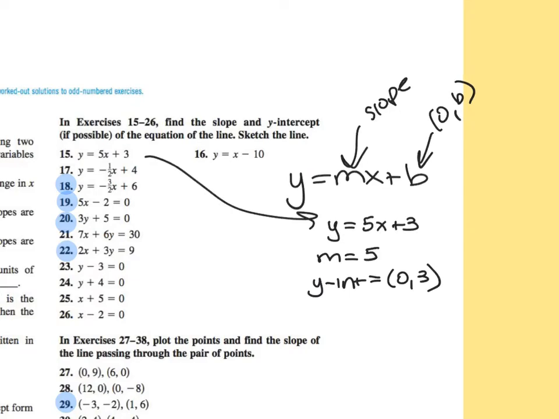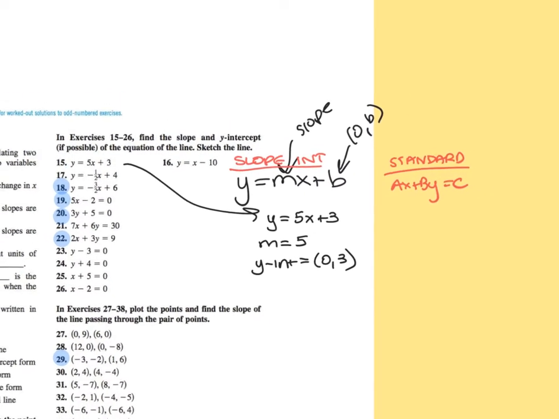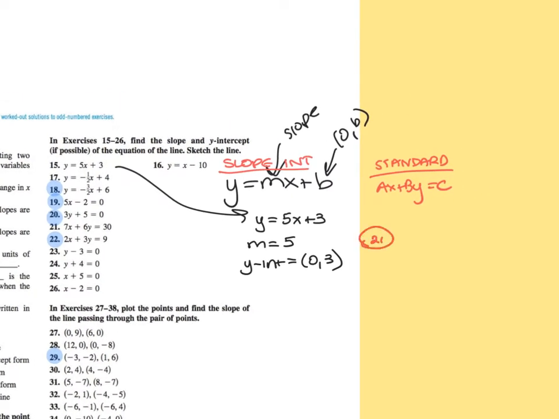If it's not in slope-intercept form, then the other form it can be is standard, which is ax plus by equals c, where all of them are whole numbers, and x has to be positive. So if you look at something like number 21, this is 7x plus 6y equals 30. This is standard form. And so you can just simply solve it for y to get it in slope-intercept form and then figure out the slope and the y-intercept from there.